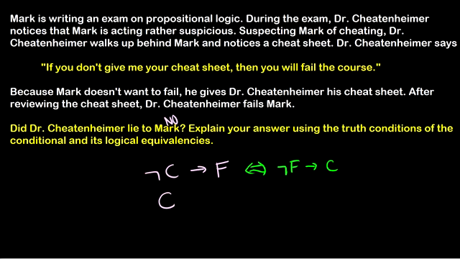Now, this doesn't tell us anything about C. In fact, the inverse would state not C arrow not F, which would become C arrow F. So the inverse states that if I gave him his cheat sheet, then I wouldn't fail. But the inverse is not logically equivalent to the conditional. So in fact, it doesn't matter whether he gave him the cheat sheet or not, he was probably still going to fail.